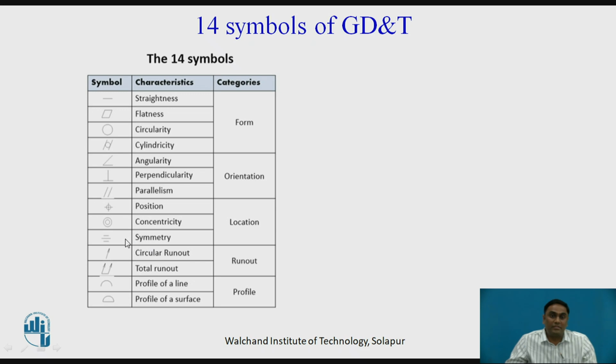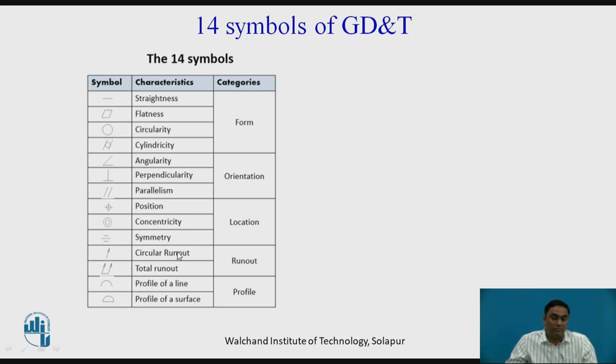Next is symmetry. If the part is symmetric, then symmetry is applicable. In the new ASME Y14.5 2018 version, these two symbols, concentricity and symmetry, are not used at all. These two symbols are replaced with the position symbol only, because these can be shown with position also. Because of that, mostly in industries, concentricity and symmetry symbols are not used at all.